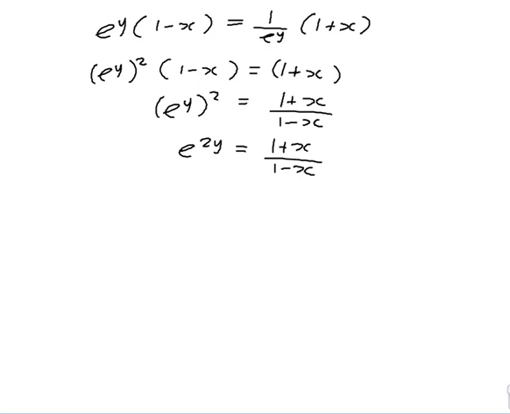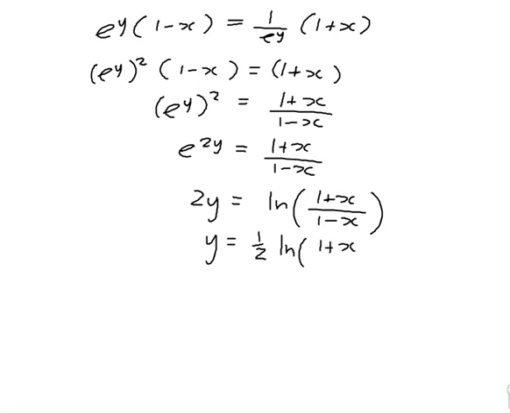So ln of e to the 2y, the ln and the e would cancel, and I'd get 2y. Ln of this other side, I'd get this, like that. And so now I can just divide by 2, and I get y is equal to a half of ln of 1 plus x over 1 minus x. Which isn't too bad a formula, I reckon, considering how bad tanh was to begin with.